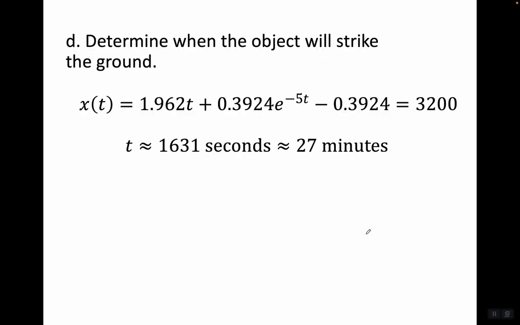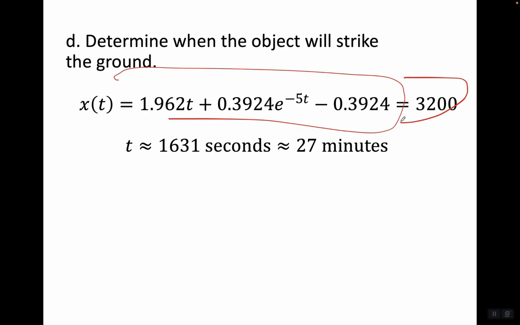Determine when the object will strike the ground. Bam! It's a snowflake. It's not going to make a sound like that. So this is our formula for x of t. We want to know when it's traveled 3,200 meters because, again, x of t is the distance traveled. The cloud is 3,200 meters above the ground, so we want to know when x of t is 3,200. So we just solve this. You can just solve this on your graphing calculator, solve this equation, and you end up with t is about 1,631 seconds, which is roughly 27 minutes.